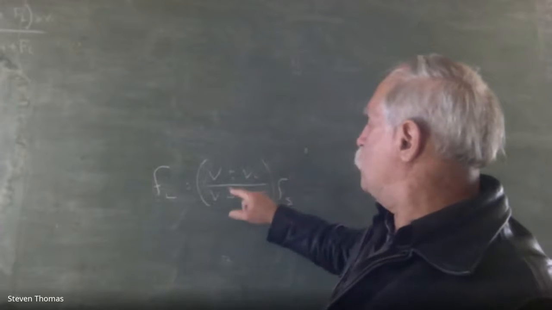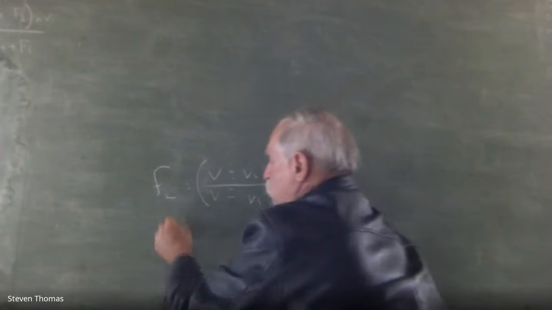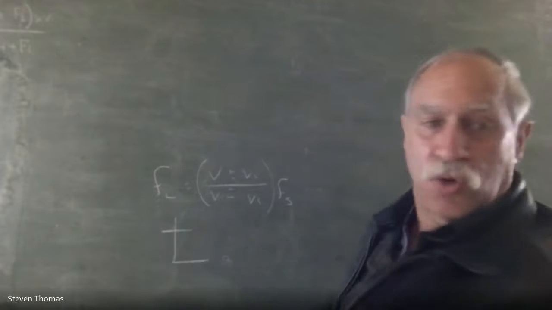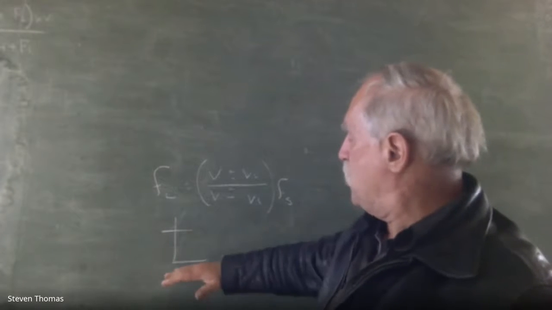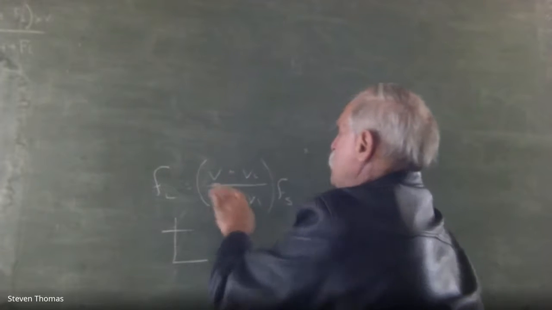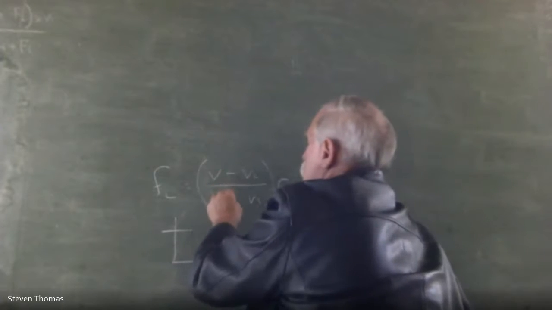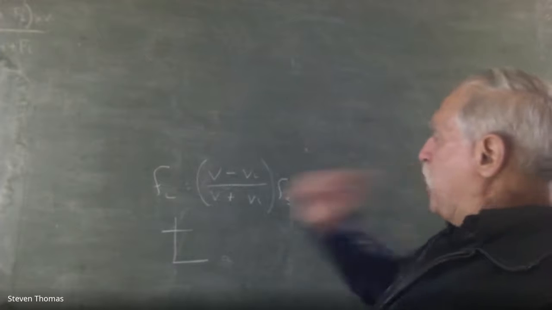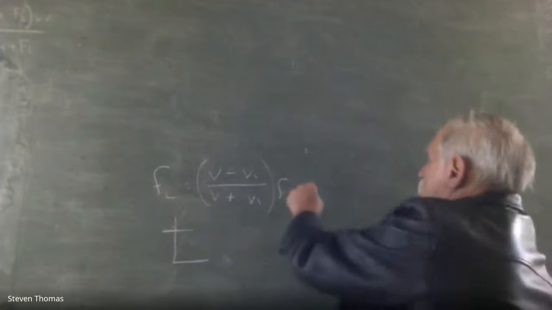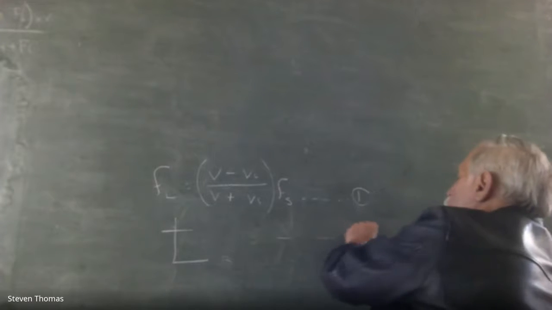If it's coming towards you, this is going to be plus on top, minus on the bottom. You can remember, if things are moving towards each other, it's a plus on top and a minus on the bottom. And for the other one, it would be minus on top, plus at the bottom. Then the frequency of the listener is the smaller value there. Once you substitute in your values, you call the first formula 1 and the second formula 2.